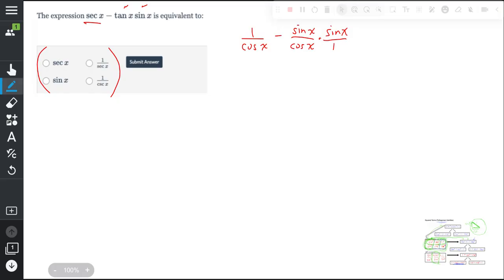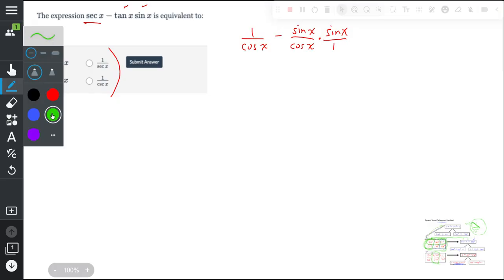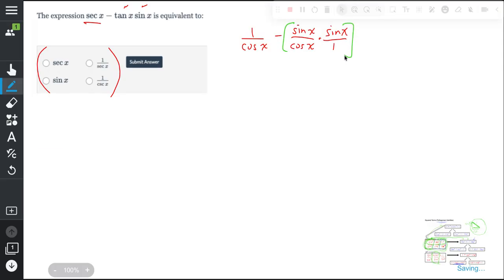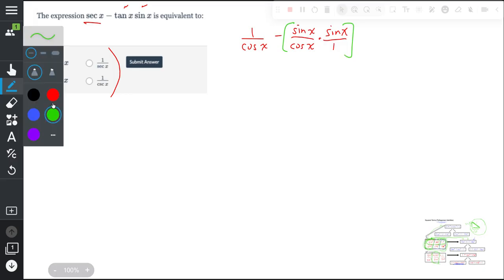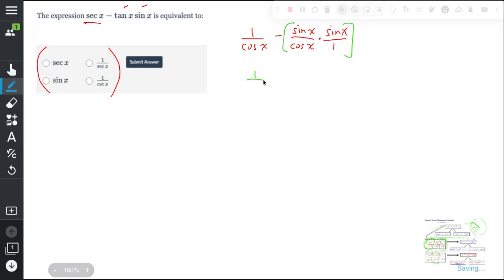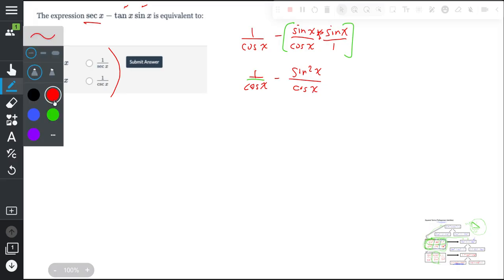So this is the first simplifying step I'm going to do. I'm going to just multiply these two together, just glom them into one fraction. So now what I'm getting is 1 over cosine x minus, multiplying these two, I get sine squared x over cosine x.